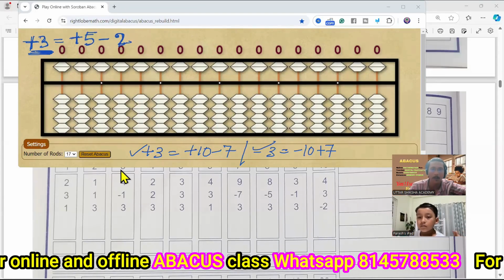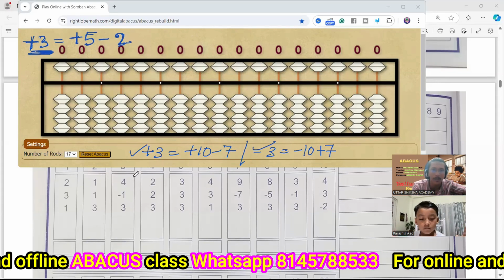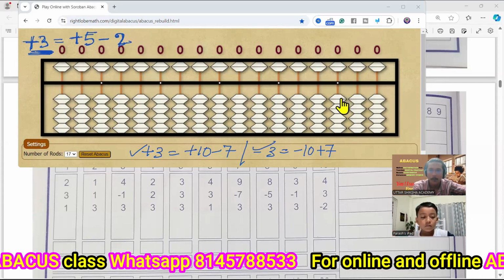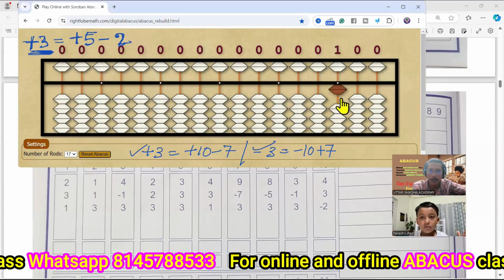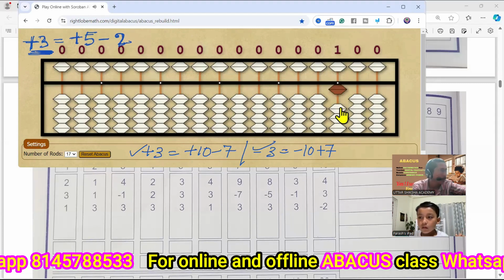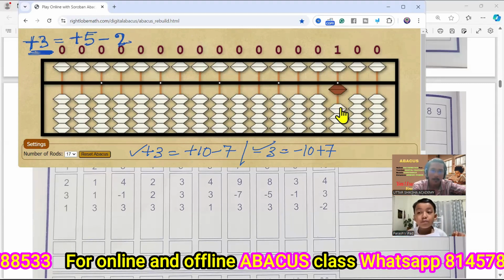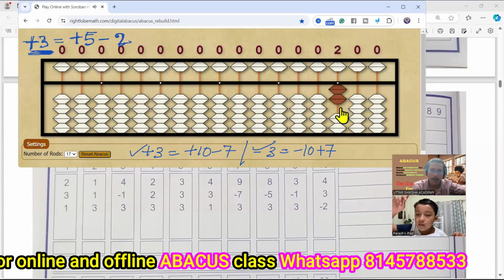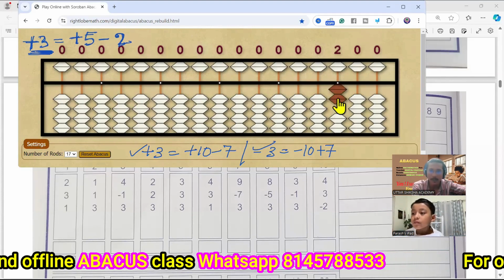1, 1, 3, 4, 1 and minus 3. You tell me the number. What is the first number in question number 2? 1. What is the next number? Plus 1. 3. Now see, 3 is not available here.